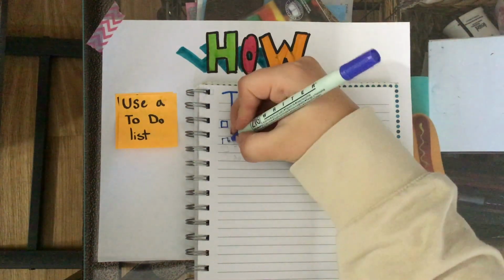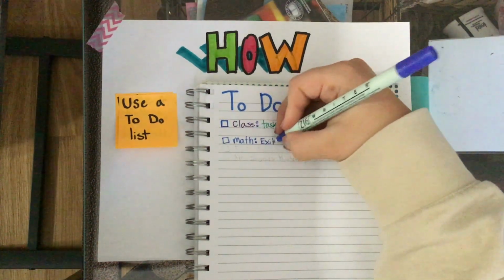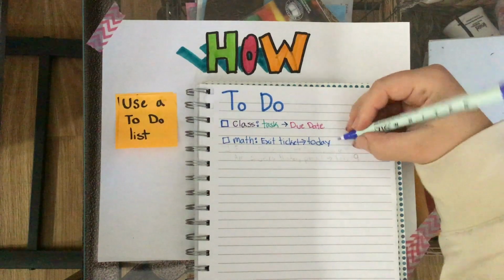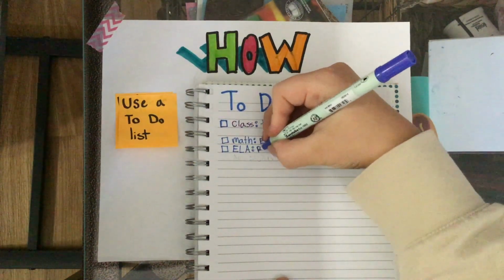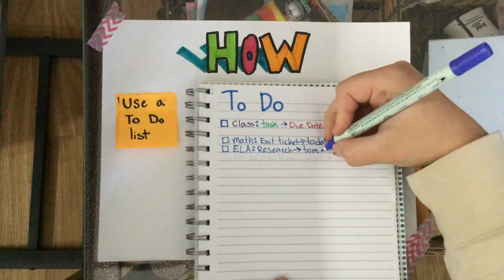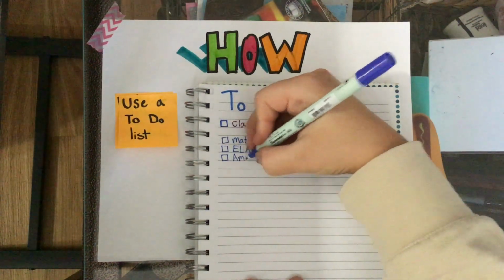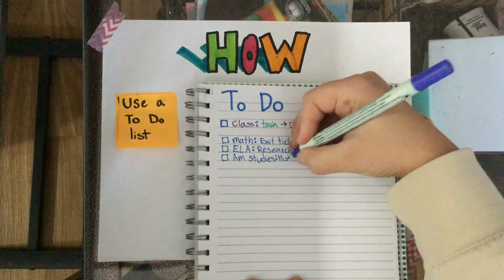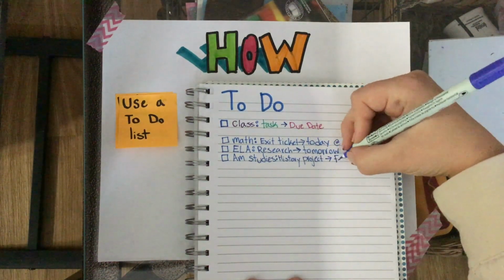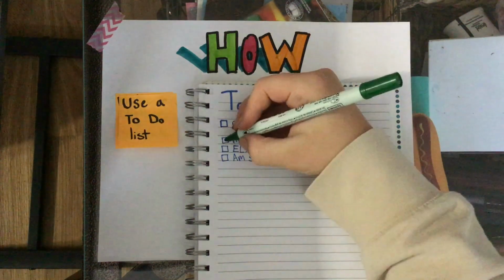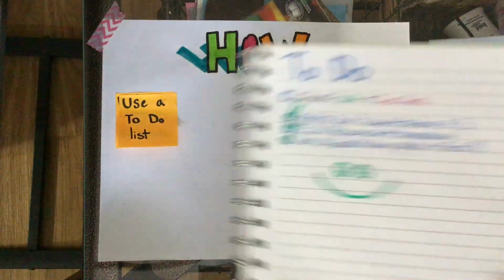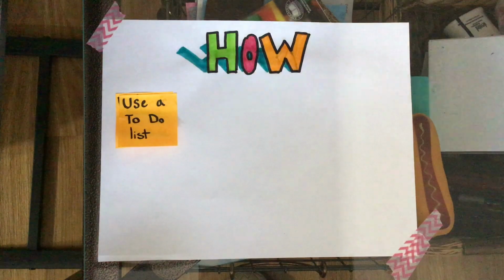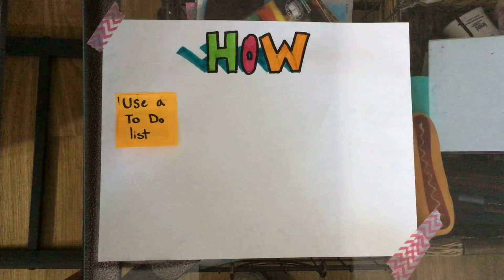So here's some examples. Math, exit ticket, today at 3, right? ELA, research, it's due by tomorrow, or maybe it doesn't have a time. American Studies, history project, it could be out a little further, February 19th. And I will check them off as I go, which feels great. You don't have to hold on them in your brain to try to think about what all you have to do. You can just get it down on paper and check them off as you go.